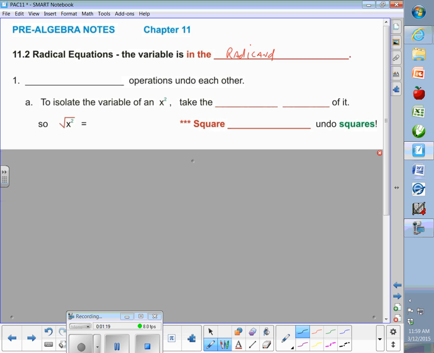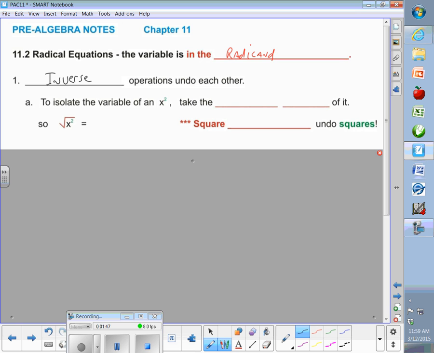First thought, and this is a key overall concept involving not only radical equations, but exponential equations, which are coming a couple days down the road. So here's the thought: inverse operations undo each other. Inverse operations undo each other. All right, so let me try to get you to understand what I mean.